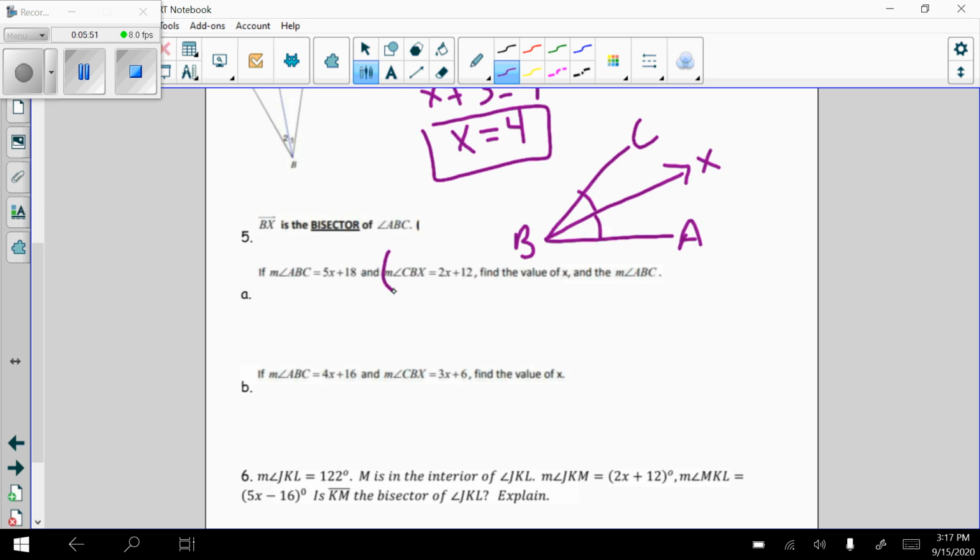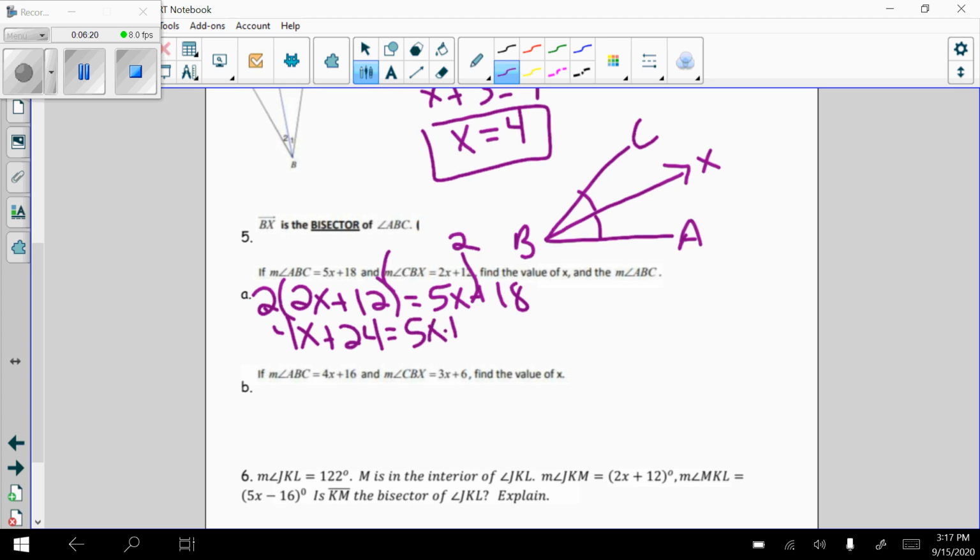So I know that 2 of these equals the great big one because it got cut in half. So I can say 2 times 2x plus 12 is equal to 5x plus 18. That's one way that I can work this problem. The second example, I will show you the other way that I could have worked it. So now I want to distribute my 2. So I get 4x plus 24 equals 5x plus 18.